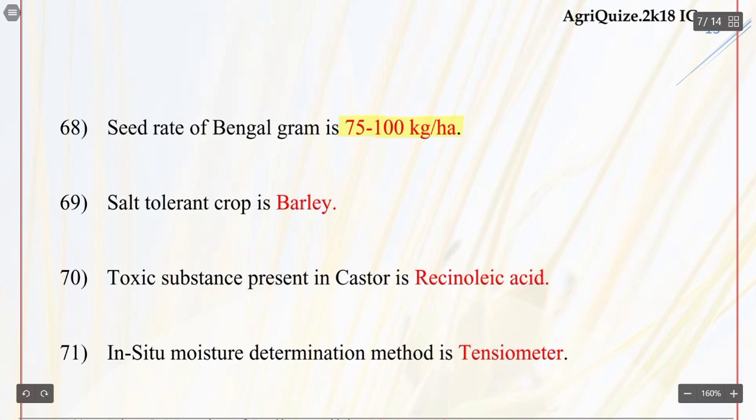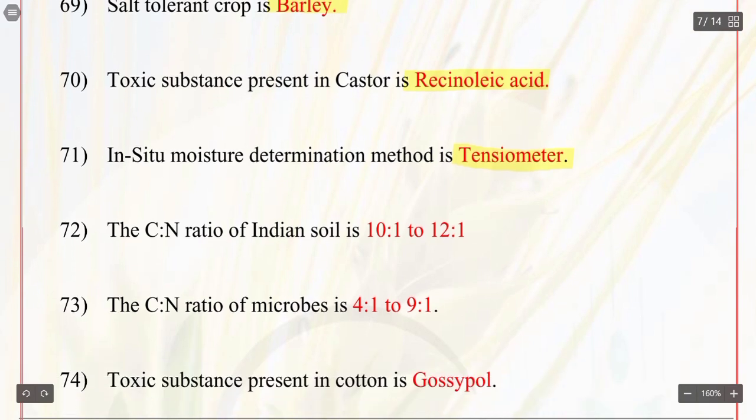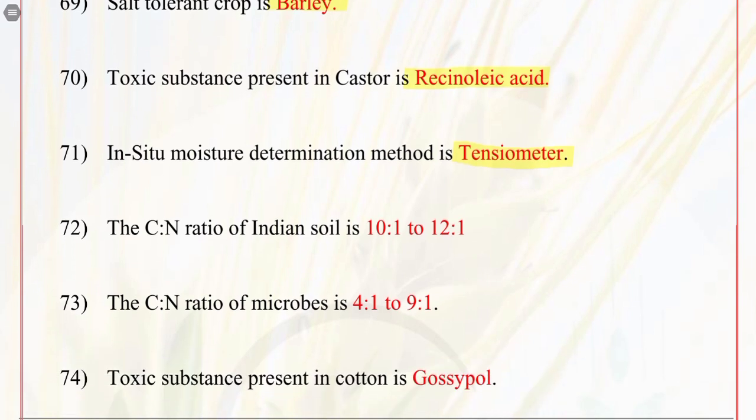Next, salt tolerant crop is barley. Next, toxic substance present in castor is racinoleic acid. Next, in situ moisture determination method is tensiometer.